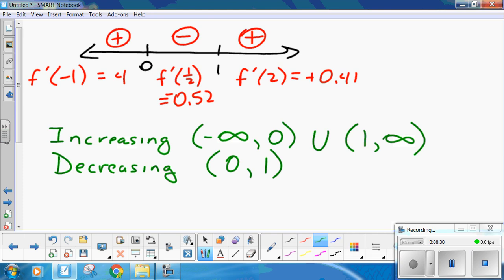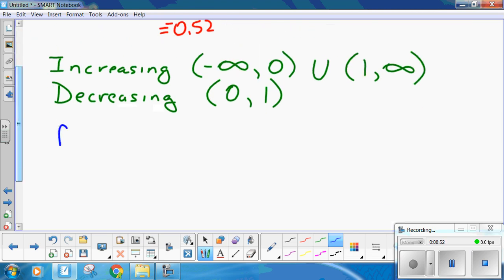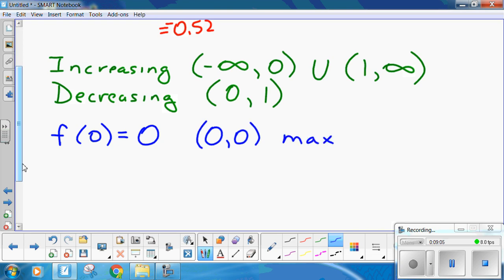Now, what's the local maximum and minimum? The local max is positive. So what are the coordinates of the local max? Well, going from positive to negative, f of 0 is what? Not f prime, f of 0, well, is 0. So 0 comma 0 is your max. And your minimum is f of 1. 2 minus 3, which is minus 1, or 1 comma minus 1 is a minimum.